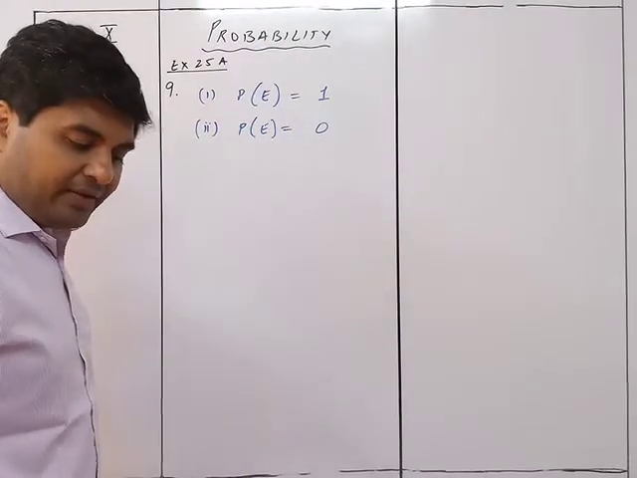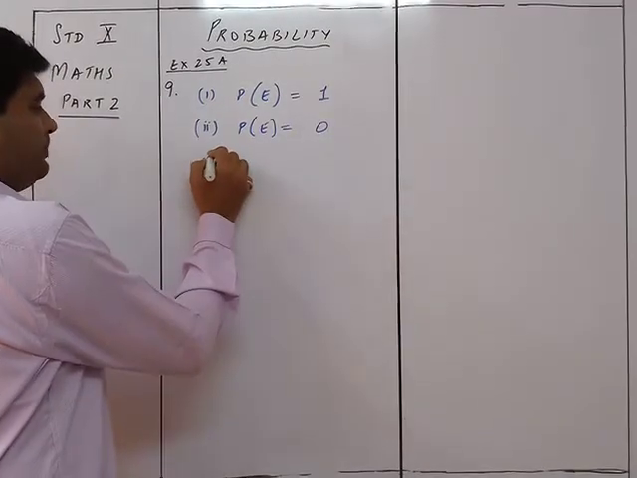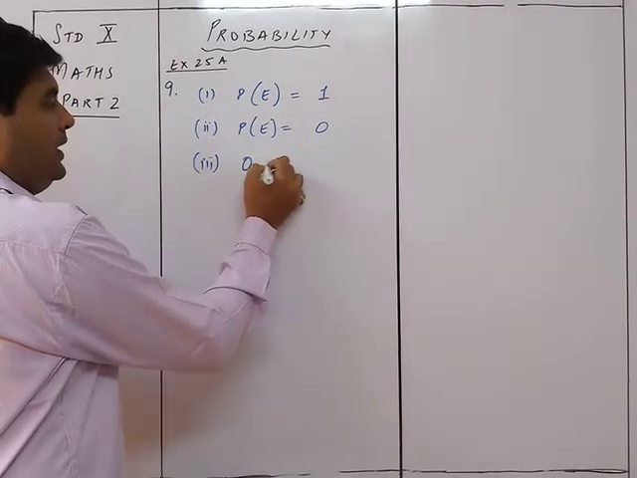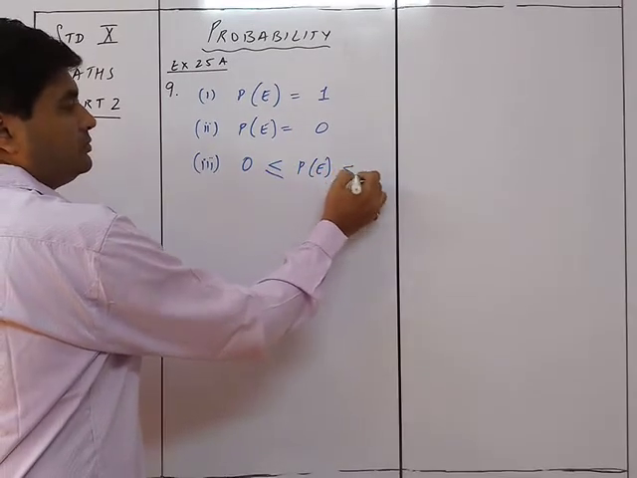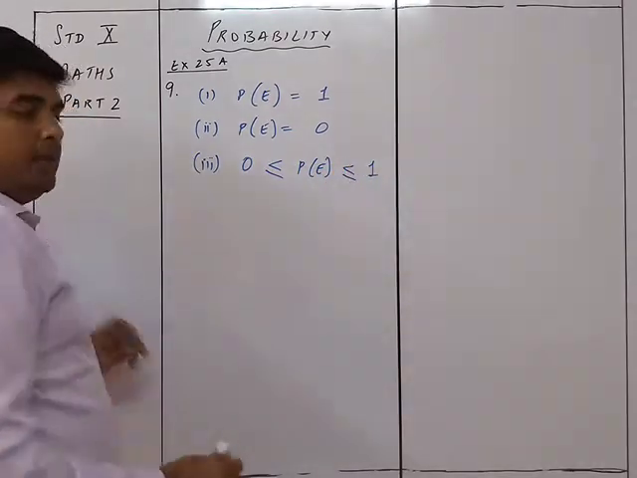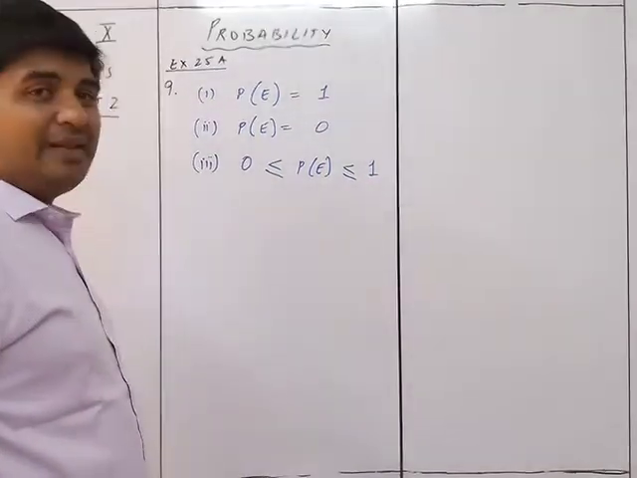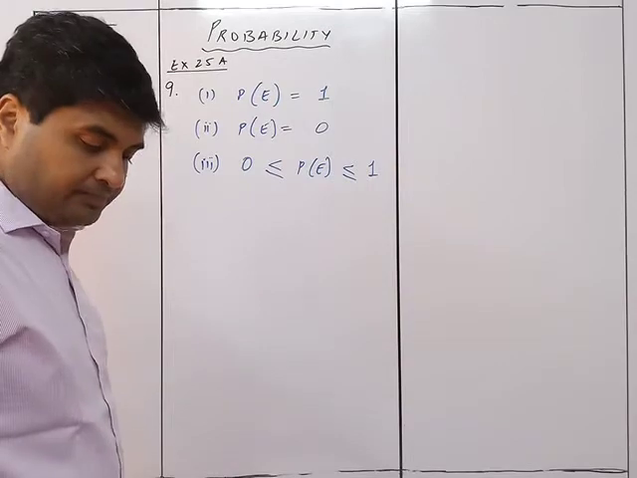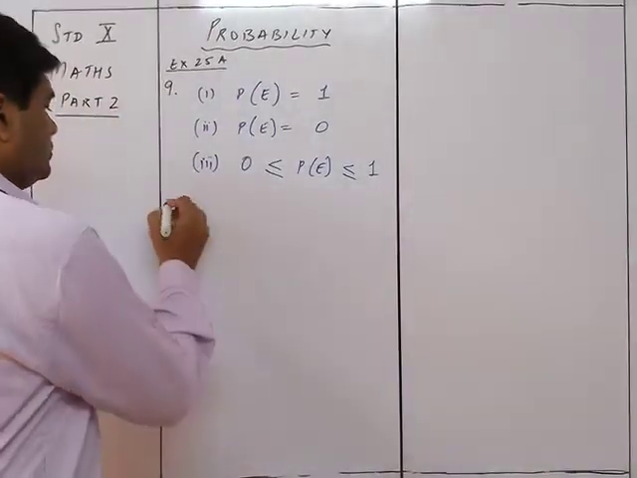For event E, write the relationship in the range of values of P(E). So the third one is very simple. You just need to write over here 0 ≤ P(E) ≤ 1. So P(E) is greater than or equal to 0 and P(E) is less than or equal to 1. That is the range. We now move on to sum number 11.